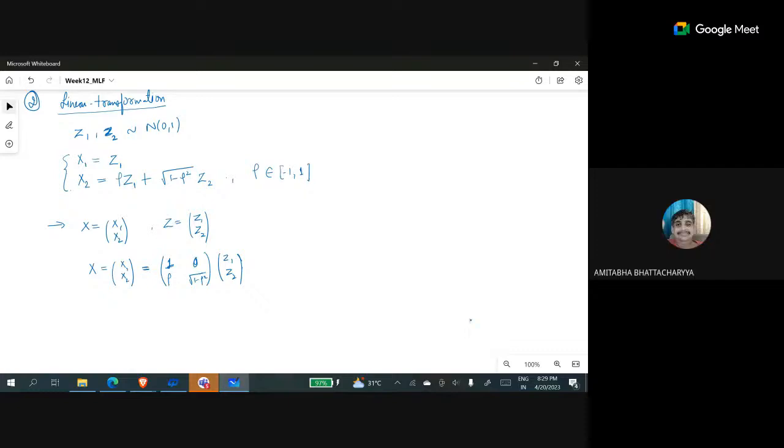Yes, you are doing another matrix, the Jacobian matrix. This is not the Jacobian matrix, this is the coefficient matrix. How is it not a Jacobian matrix, ma'am? If you take the partial derivative of x1 with respect to z1, it will come as 1, and the partial derivative of x1 with respect to z2 will become 0. In the same way for x2, it will become rho, and the square root of 1 minus rho squared. This is the Jacobian matrix.